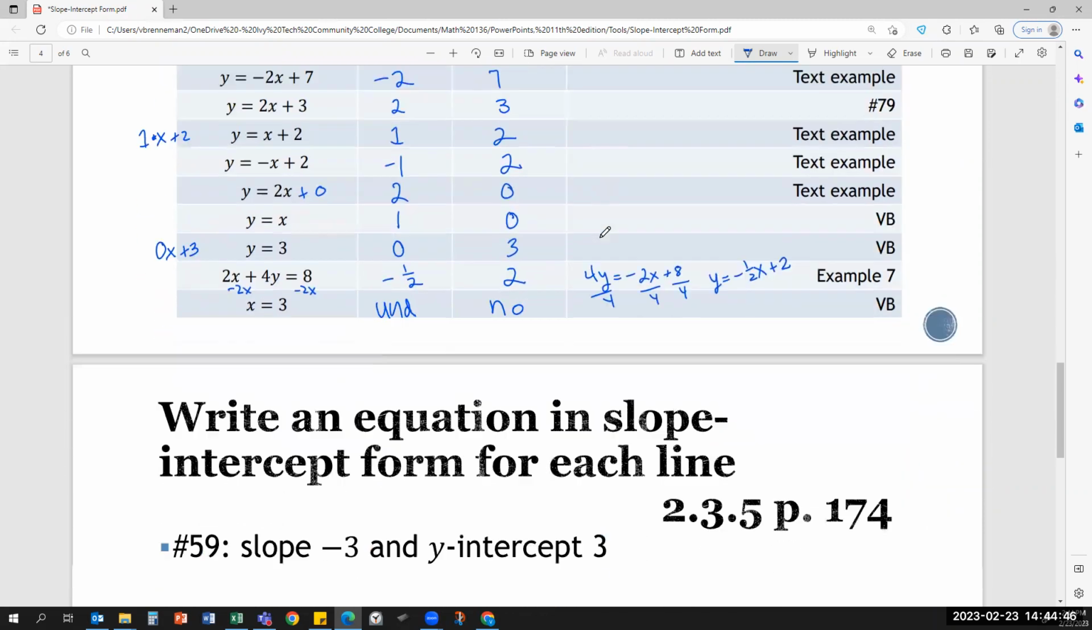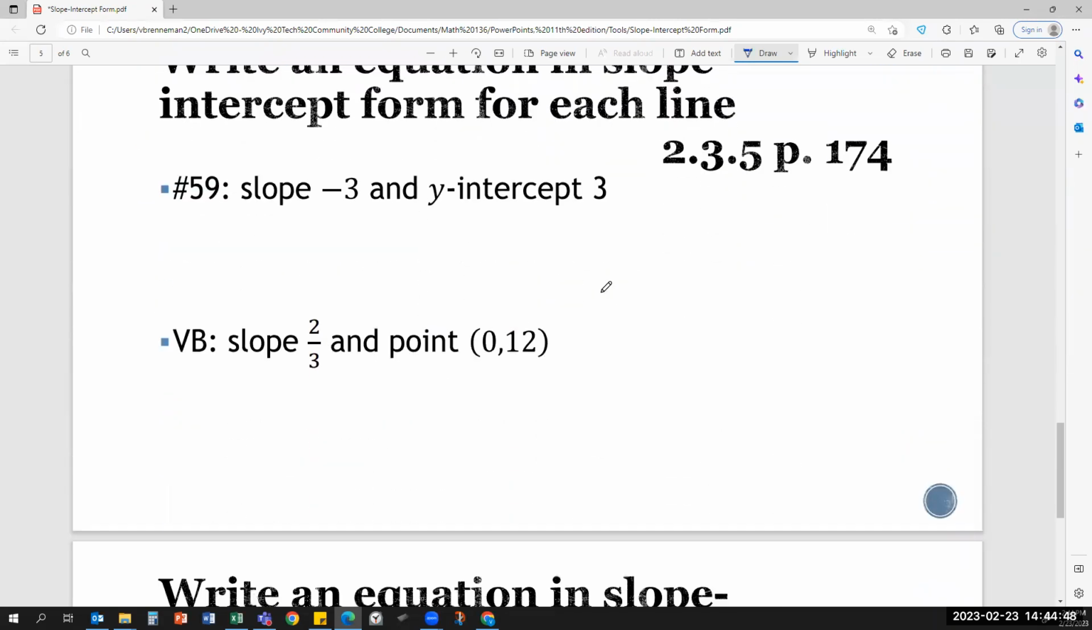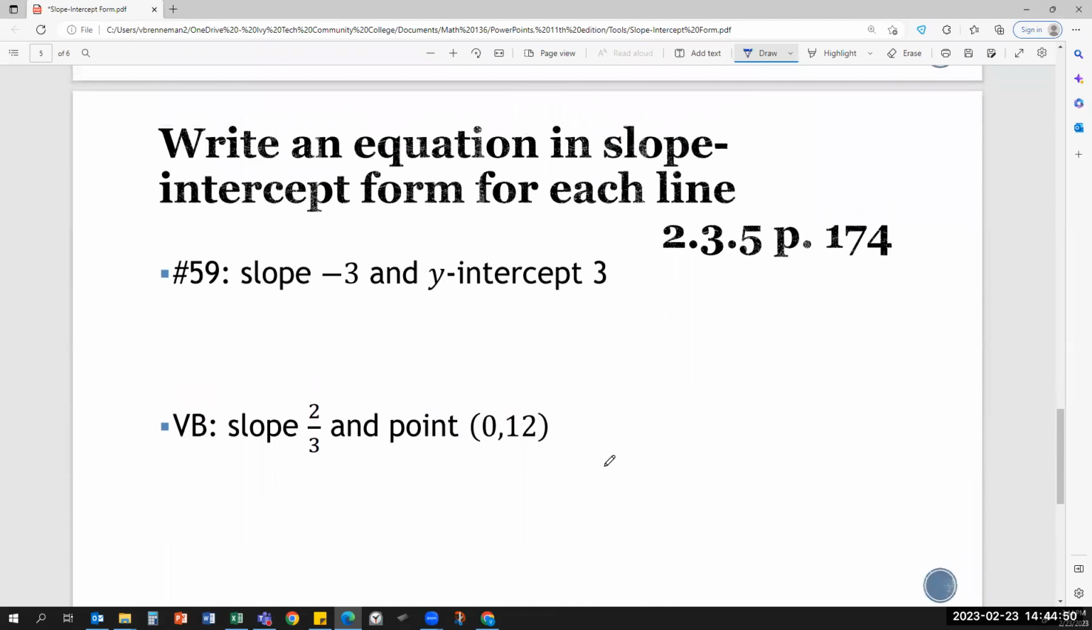All right. So then the other thing we're going to look at here is writing an equation in slope-intercept form. So if you're given the slope and intercept, you just plug them in. Slope -3, that's the m. Y-intercept 3, that's the b. So y equals -3x plus 3.